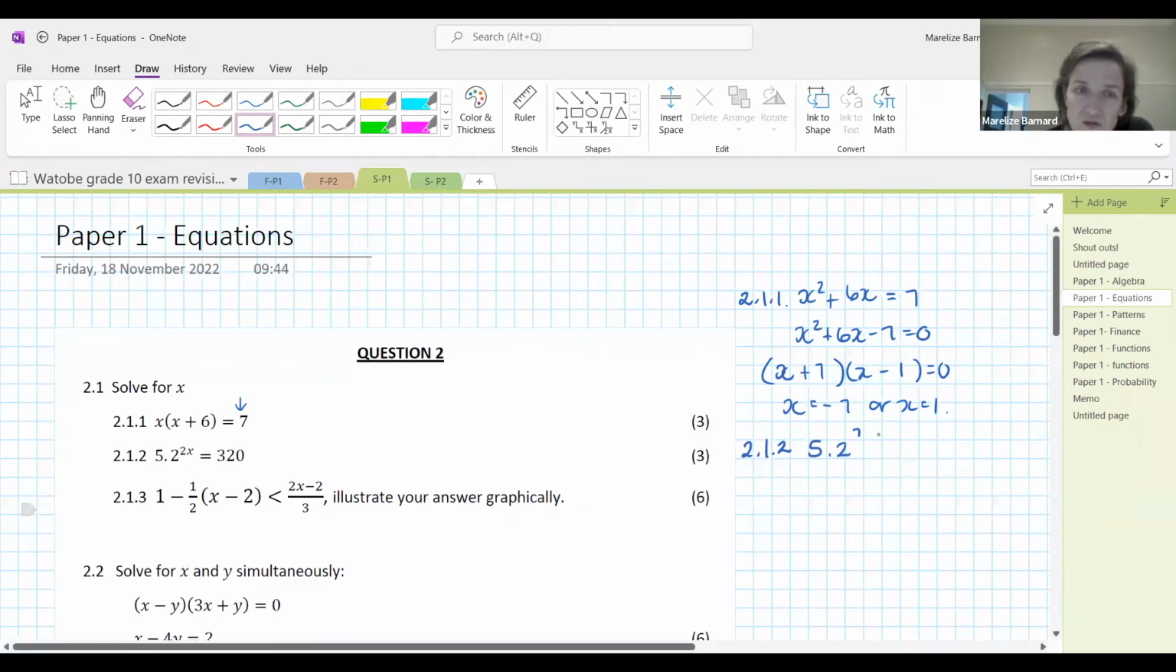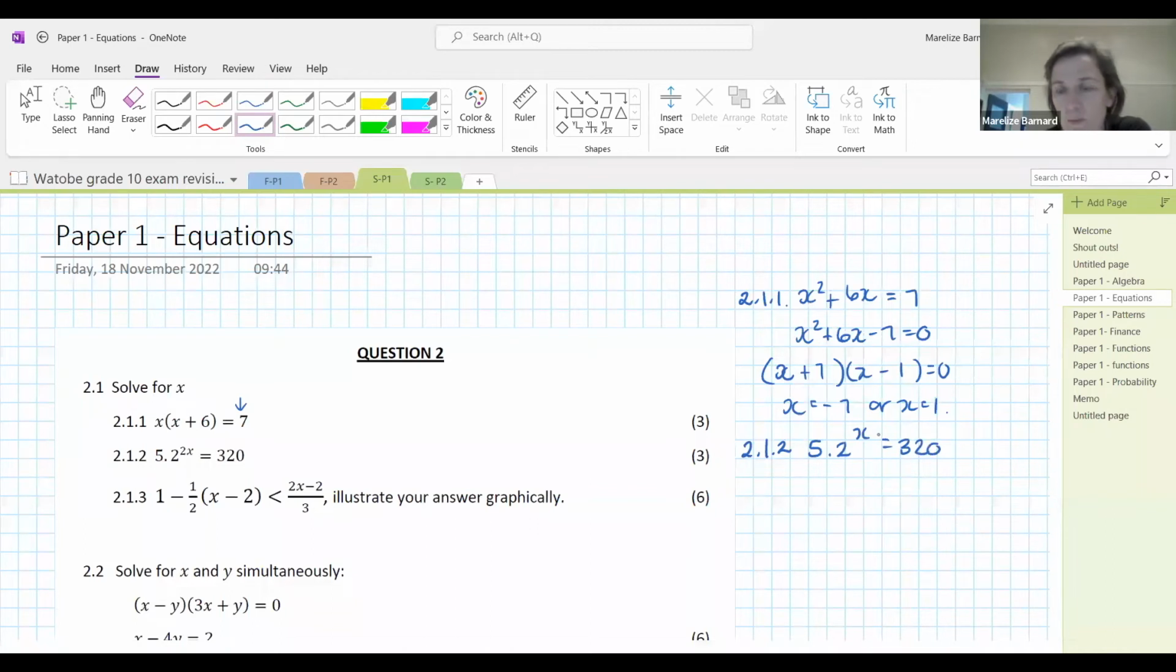5 times 2 to the x is 320. What are we going to do first? Put it in the chat. Oh, it's 2 to the 2x. To solve this, what will be our first step? Who knows? Sandile says move 5 to the other side. Snog says divide by 5. Yes, I agree. Let's divide by 5 and get 320 divided by 5. Good stuff, everyone. And that is 64.